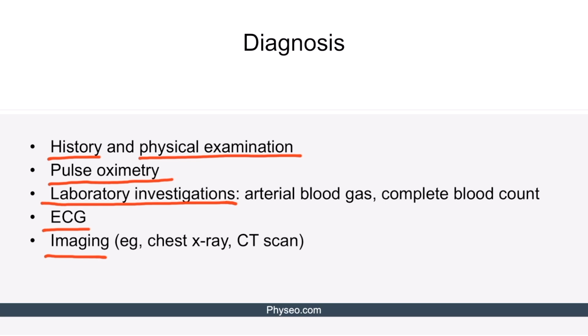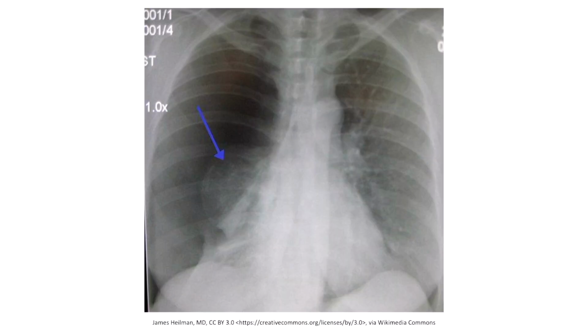A CT scan is more detailed than a chest X-ray and may show scarring of the lungs, which may occur in cases of interstitial lung disease, for example. Here's a chest X-ray revealing pneumothorax. As we can see, there's a large shadow here which shows the lung tissue collapse.